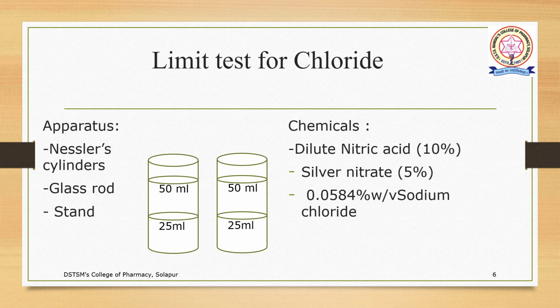For limit test for chloride, we will be requiring the Nessler cylinder. Nessler cylinder is an apparatus looking like a test tube only, which will have two marks, one of 25 ml, one of 50 ml. Along with it, two glass rods and one stand for the Nessler cylinder will be required. Chemicals: dilute nitric acid, silver nitrate and 0.0584% weight by volume sodium chloride.